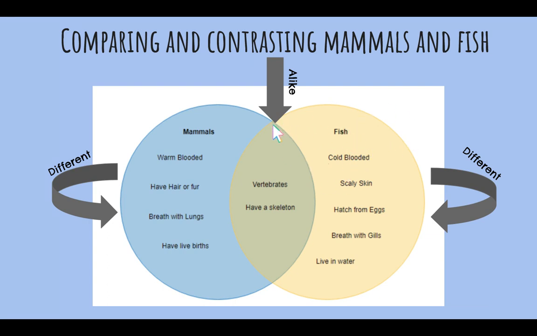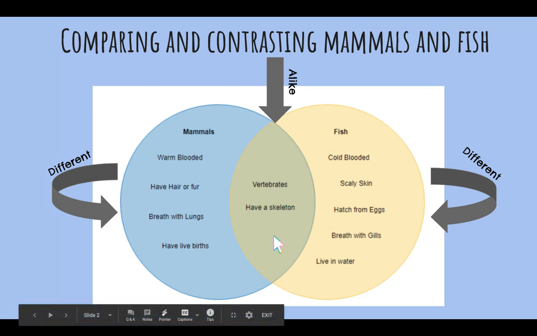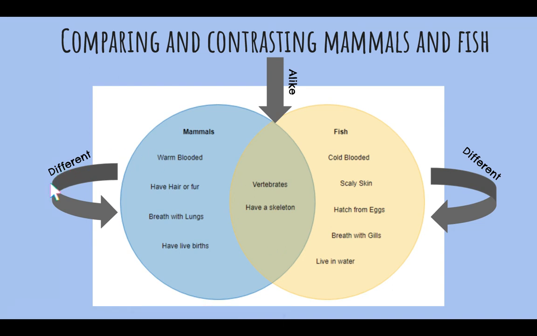So, and then remember in the middle, notice how the circles are overlapping, which is super cool because they overlap because this is where the two things are similar. So, how they are alike. Okay. Notice I have here different, and then alike. Okay.